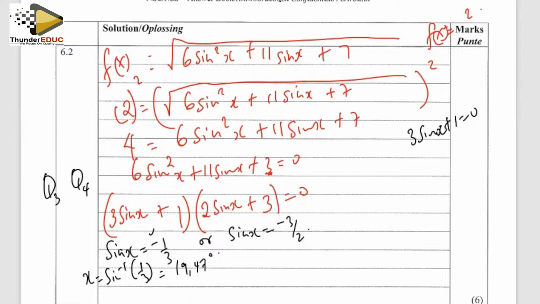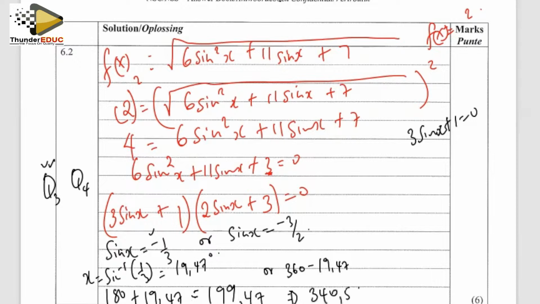Then I know that in quadrant number 3, it's going to be 180 plus. Okay, so 180 plus 19,47, that's going to give me 199,47. And then the other quadrant is quadrant number 4, where I'm having 360 minus 19,47. This must also give me 340,53 degrees. So these are the solutions that I'm getting there.